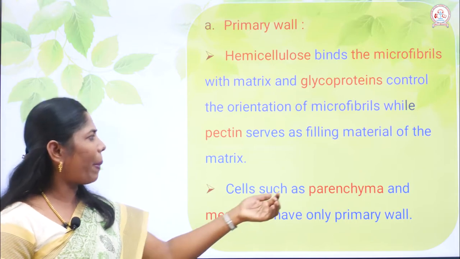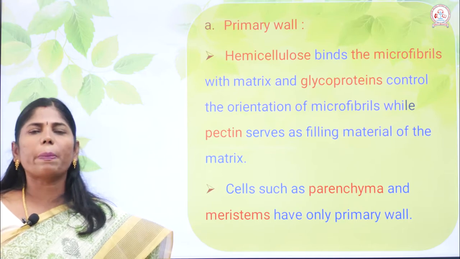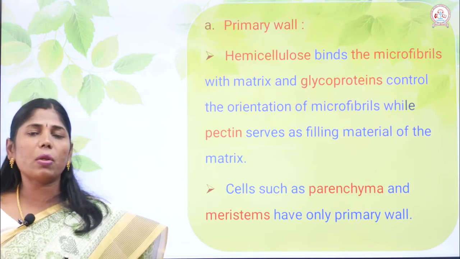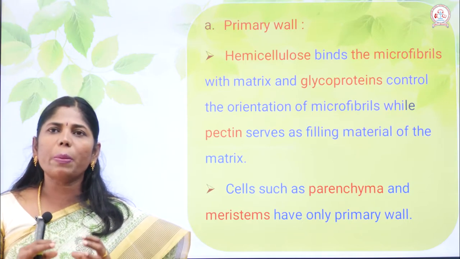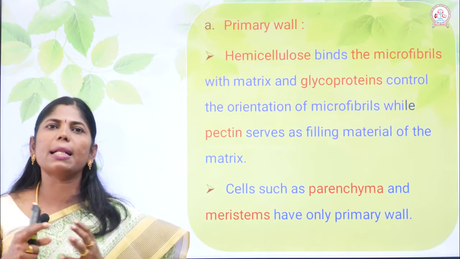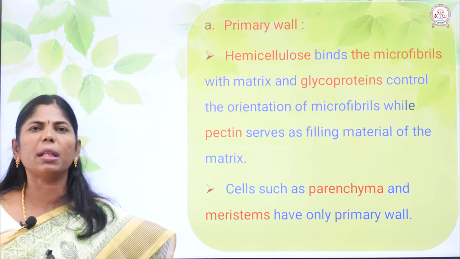The cells such as parenchyma and meristems have only the primary wall. So in parenchyma and meristems we cannot see a very thick wall. It has a very thin wall because of the presence of cellulose. If only cellulose is present, it will definitely be a very thin wall.